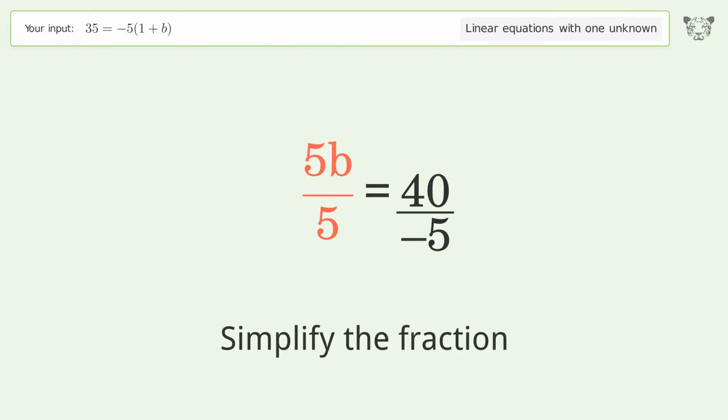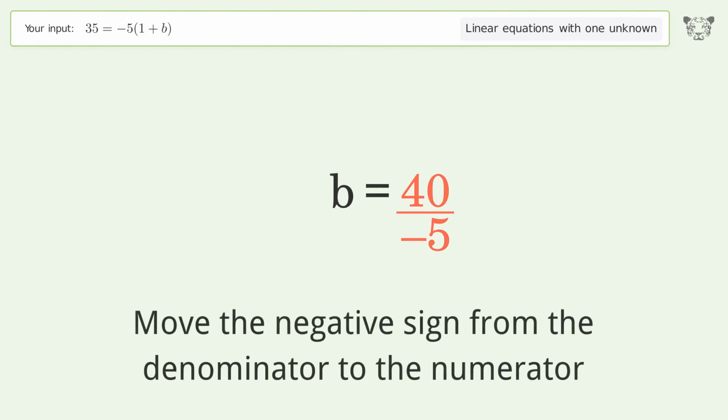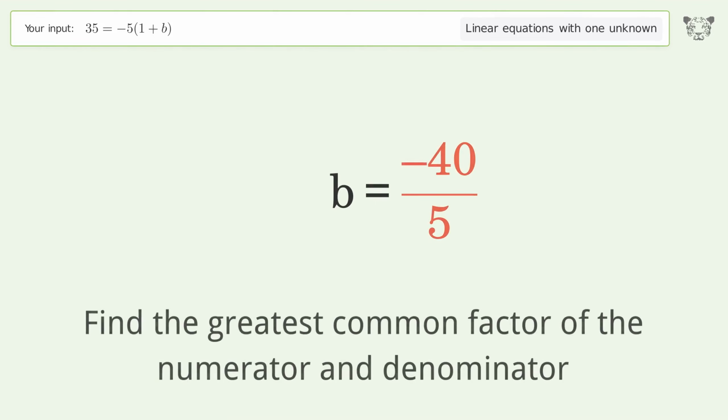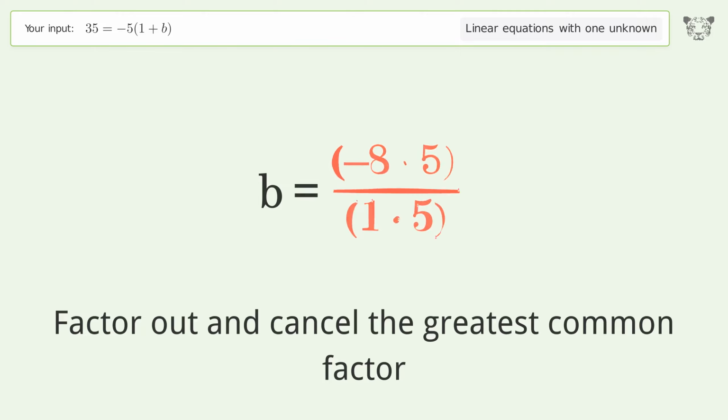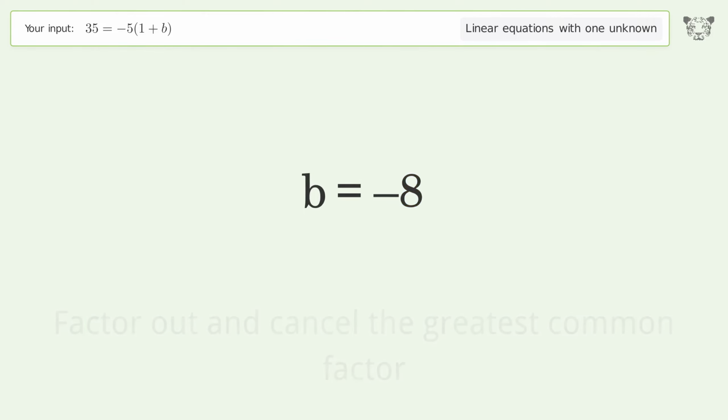Simplify the fraction. Move the negative sign from the denominator to the numerator. Find the greatest common factor of the numerator and denominator. Factor out and cancel the greatest common factor. And so the final result is b equals -8.